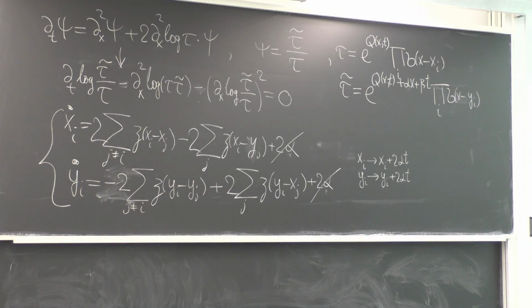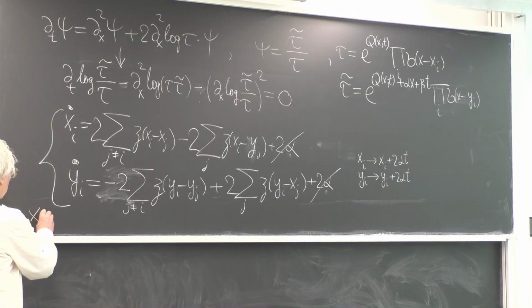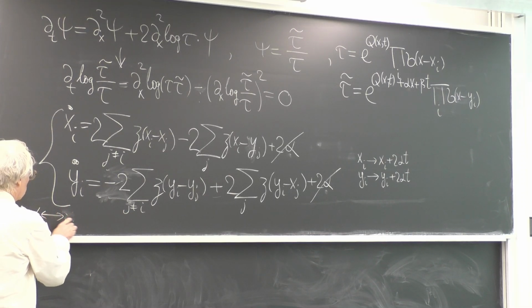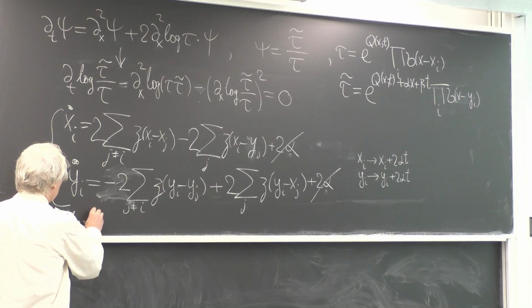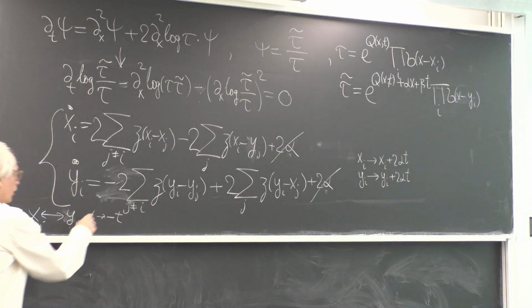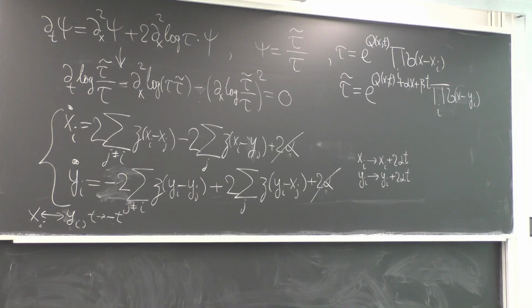And in this way, it is possible to prove that the xi's satisfy Calogero-Moser equations of motion. And also the y's satisfy the same system of equations. Actually, these equations are almost symmetric under the change x to y and vice versa. Only this transformation and also a change of sign of the time transforms this system to itself.